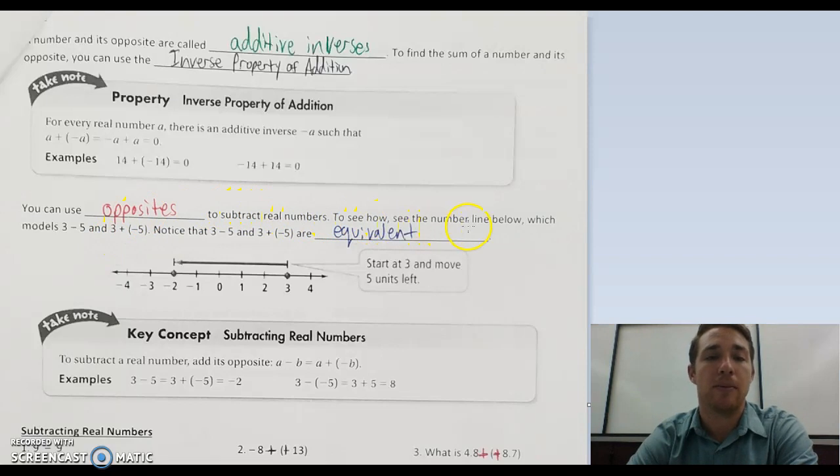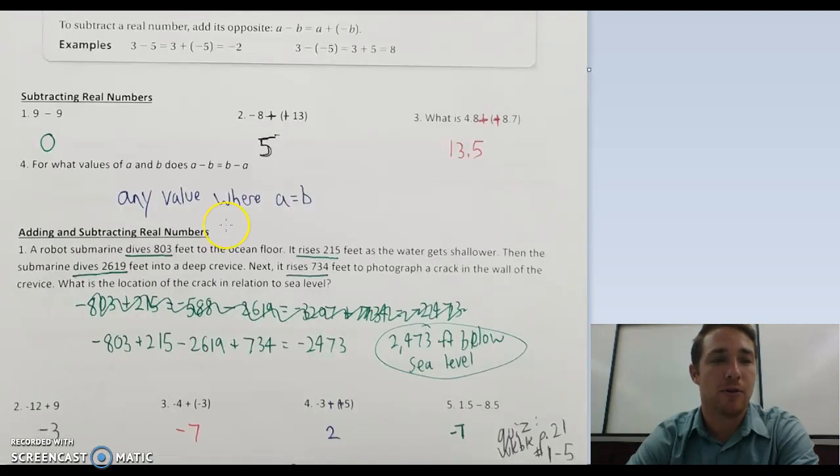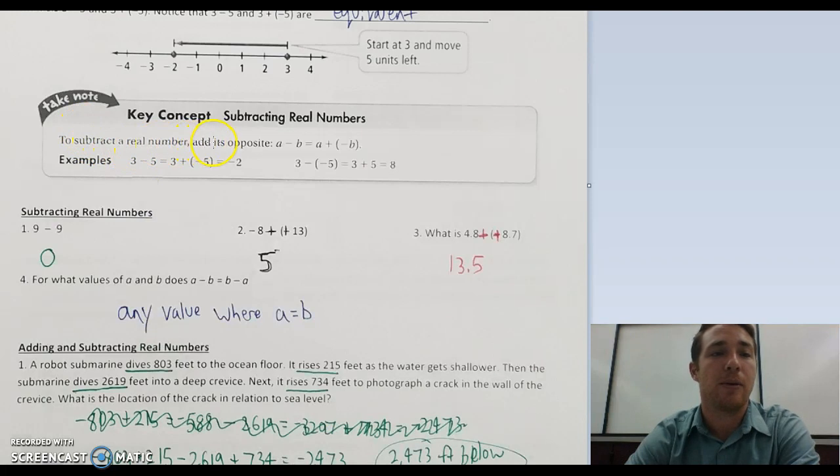To see how, let's look at that number line below, which models 3 minus 5 and 3 plus negative 5. I should notice that 3 minus 5 and 3 plus a negative 5 are equivalent. If I take 3 and add a negative 5, I can take 3 and move 5 spaces to the left, so I end up at negative 2. I can also think of this as subtracting real numbers. To subtract a real number, I can add its opposite, so a minus b is the same thing as a plus a negative b. Or, in an example, 3 minus 5 is the same thing as 3 plus negative 5, and I end up with negative 2. Let's look at some examples here.